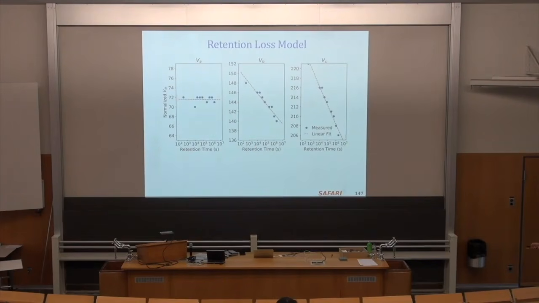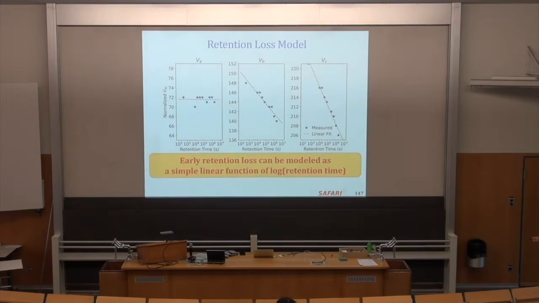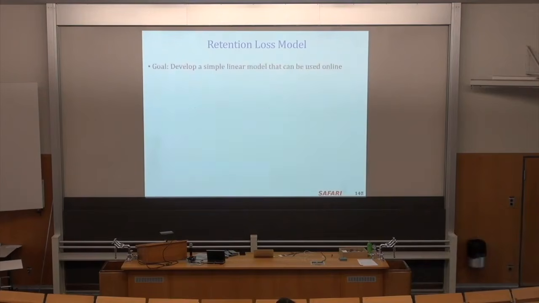So this is the retention loss model. You can actually model the early retention loss as a simple linear function of log retention time. You can read the paper. I believe this is going to get more complicated as cells become smaller. So take all of these with a grain of salt. Your flash controllers need to adapt to the technology that they actually are built for.